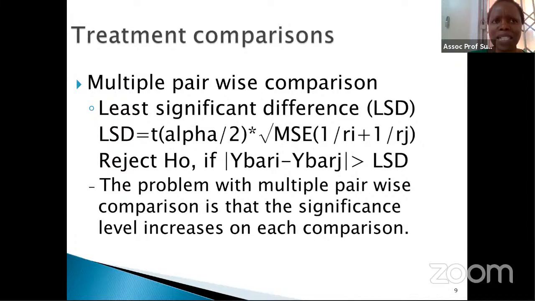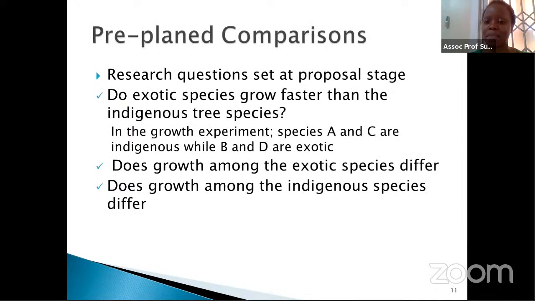You just think, oh, maybe there is a significant difference. Now, let me do LSD, let me do Tukey. But the pre-planned comparisons are planned at proposal stage before you collect your data. Okay? So here you state your research questions at proposal stage. For example, in the data set that we are going to look at, there are 2 exotic species and 2 indigenous species. So my research question at proposal stage: do exotic species grow faster than indigenous species? So in the growth experiment, species A and C are indigenous, while species B and D are exotic. The other question I'm posing is, does growth among exotic species differ? Or does growth among the indigenous species differ?